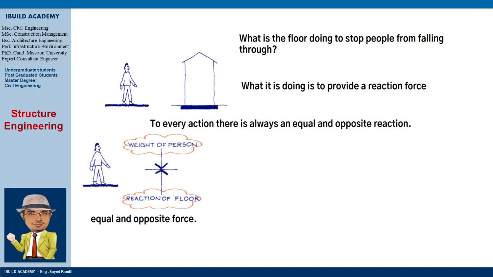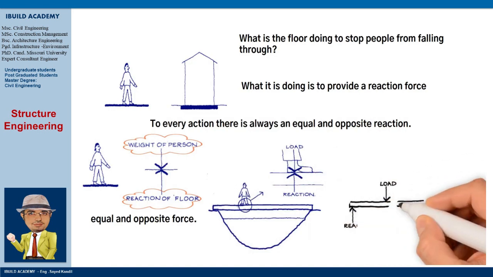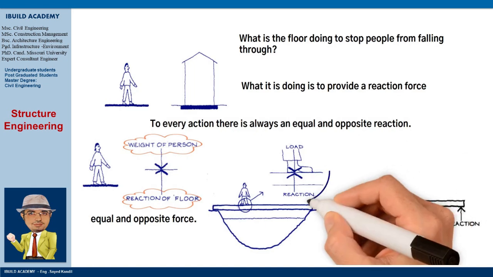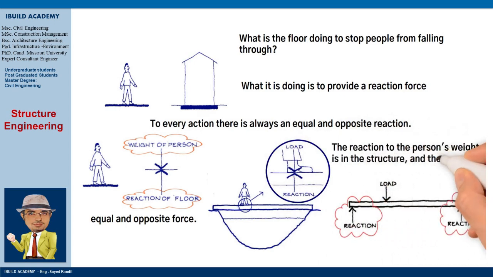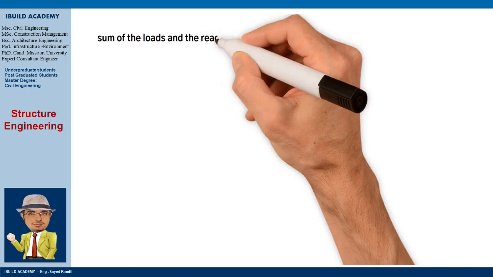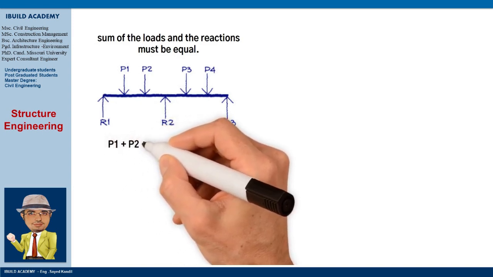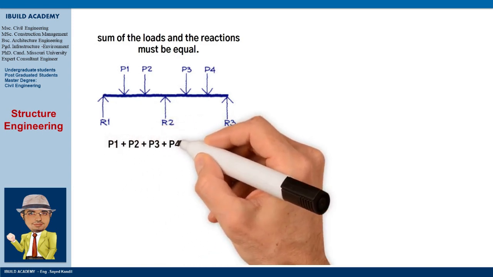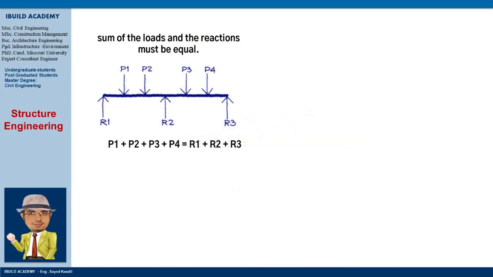Whilst it is true that the load and the reaction have to act at the point of the application of the load, a structure transfers the load to another point. Returning to the example of the plank bridge, the reaction to the person's weight is in the structure, and the structure transfers this reaction to the banks. Because of Newton's law, the numerical sum of the loads and the reactions must be equal. For vertical equilibrium of the 2-span beam, P1 plus P2 plus P3 plus P4 equals R1 plus R2 plus R3.